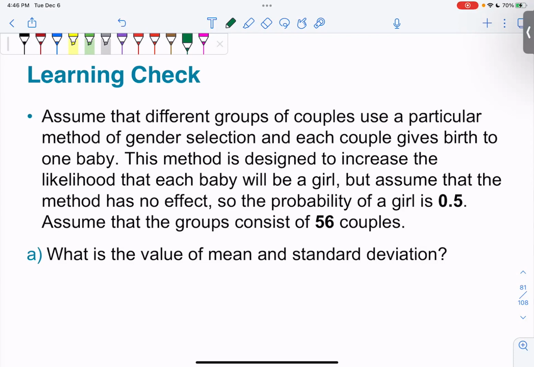And then if they ask you about something, so now what's the value of mean and standard deviation? Easy. Since we know this is binomial distribution, then mu equals what? n times p. That's it.